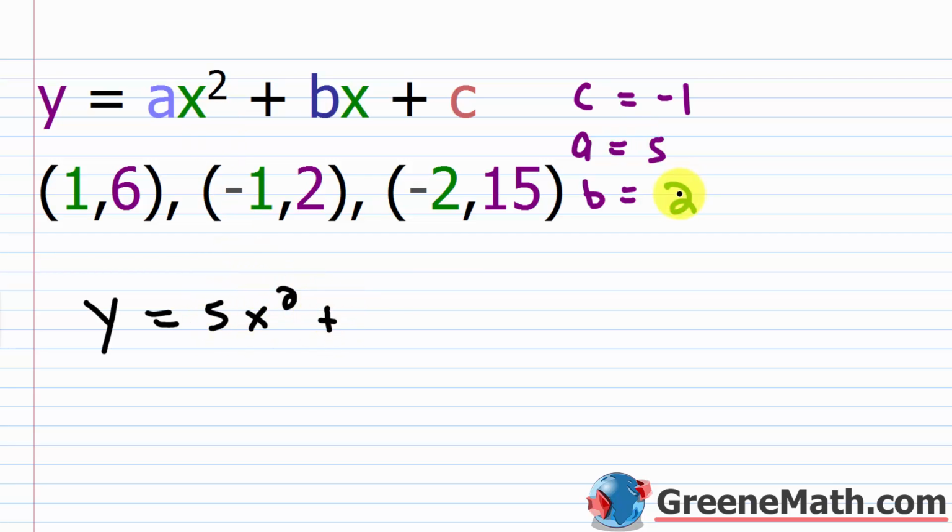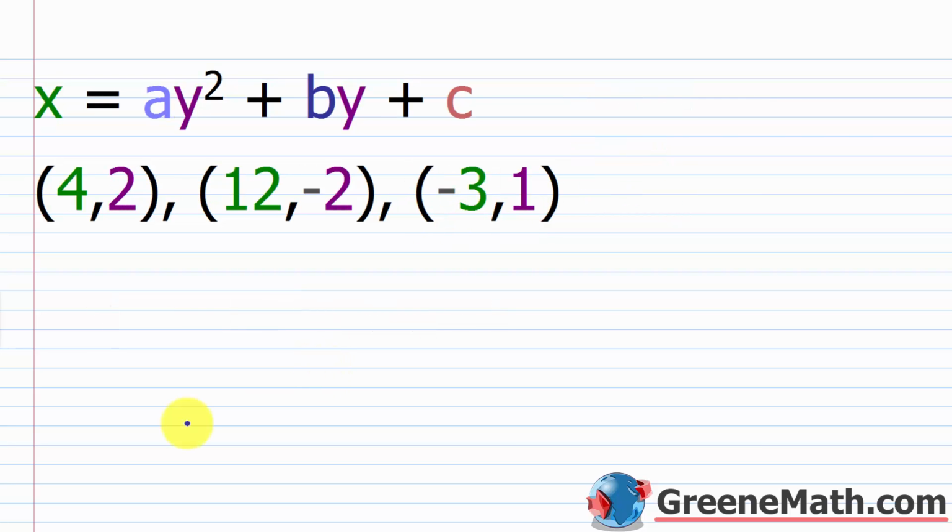And then plus b, we have 2, so times x. And then for c, we have -1, so -1. So the equation of the parabola that passes through these 3 points would be y equals 5x squared plus 2x minus 1. Again, you could check this. You could take these points, plug them in, and see if you get a true statement. You should for every scenario. I advise you to pause the video and check. I've already done that. I know this is the correct solution.